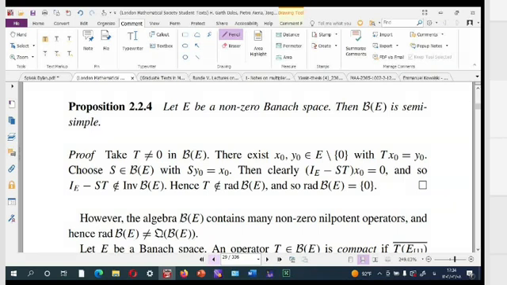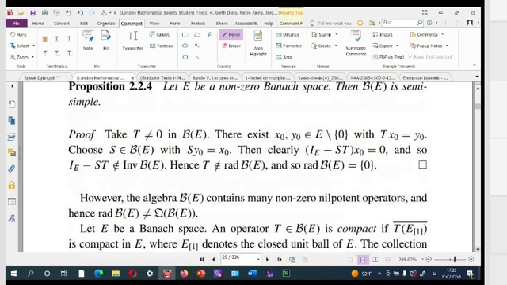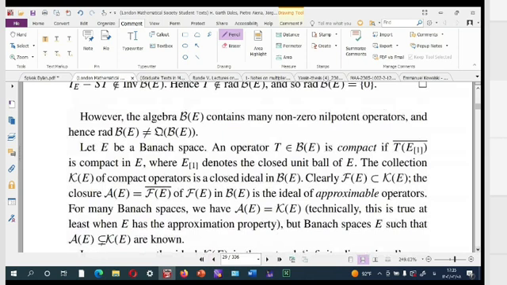Okay, so we have this easy proposition. However, the algebra B of E contains many non-zero nilpotent operators, and hence the radical of B of E is not equal to the set of quasi-nilpotent elements in B of E, because you know that any nilpotent element is quasi-nilpotent, okay?